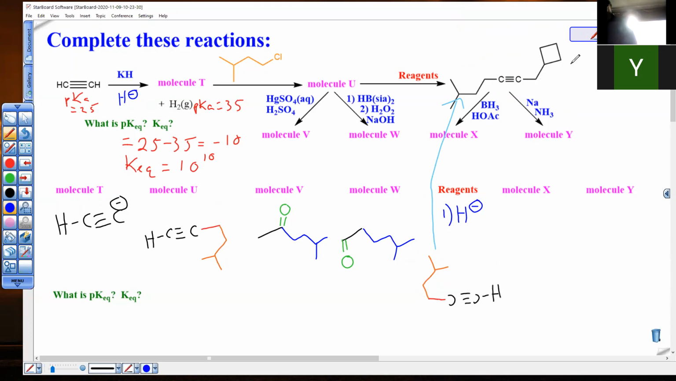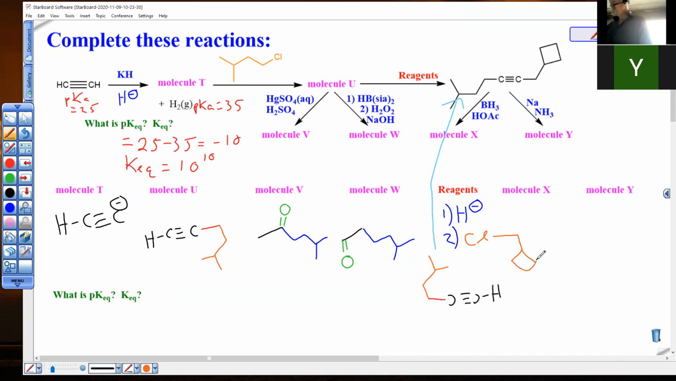Don't just randomly put a leaving group here, here, here, or here. That's wrong. I need the bond from this carbon to this carbon. I need the leaving group on this carbon. So step two, bromine, chlorine. We had chlorine before. You want to stick with it? Why not? Cl is attached to a CH2 attached to a cyclobutyl.